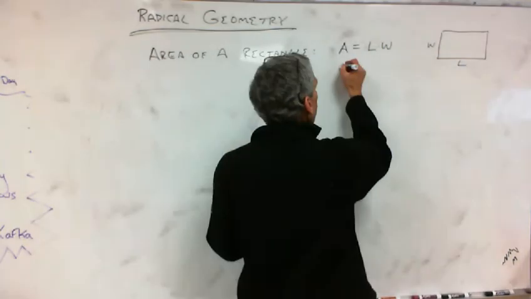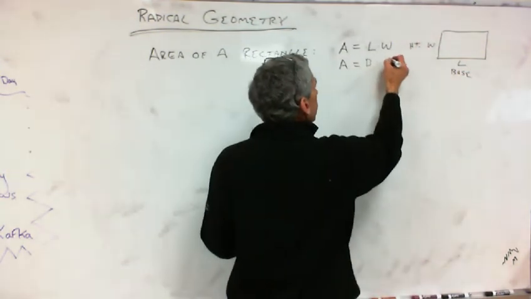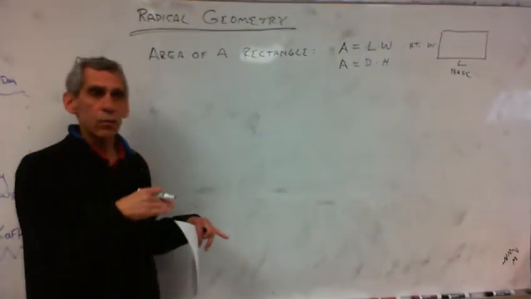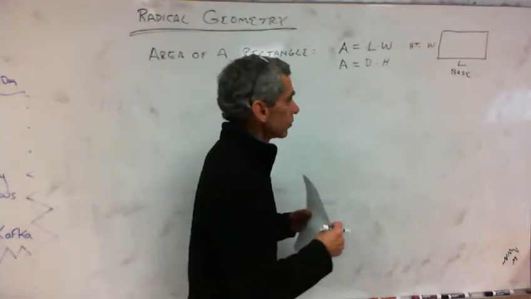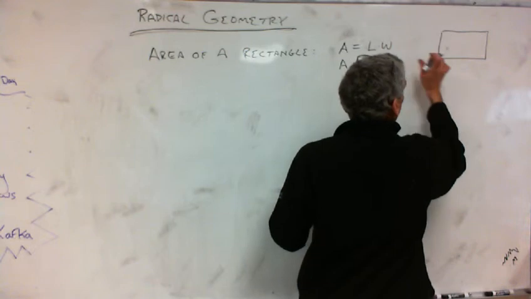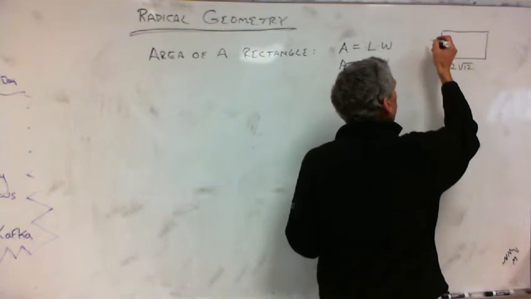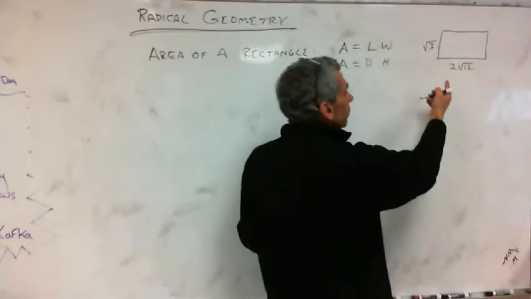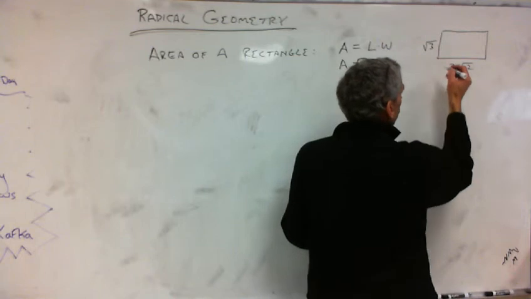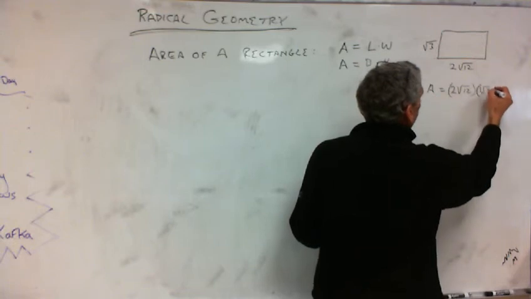But some people know it as area is equal to base times height, right? That's how we learned it last year. Either one: length times width or base times height. As long as you know that, then it's not a big deal. So an example of where you might use radicals is if I said the base was 2 times the square root of 12 and this was the square root of 3. I would have to multiply them first. So the area is equal to 2 times the square root of 12 times the square root of 3.